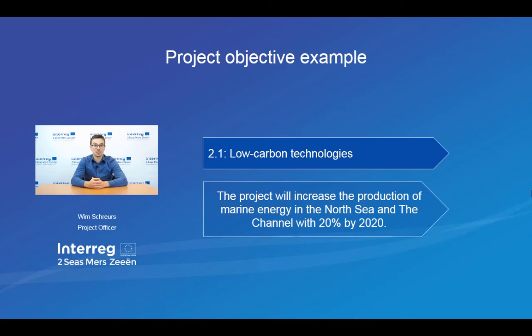It is achievable. It's being done by 2020, which is in the time frame of a project, 3 to 4 years. It's relevant because it's a low carbon technology that you will adopt. It is also time related and it's measurable. You will increase the production by 20% and you will do so by 2020.